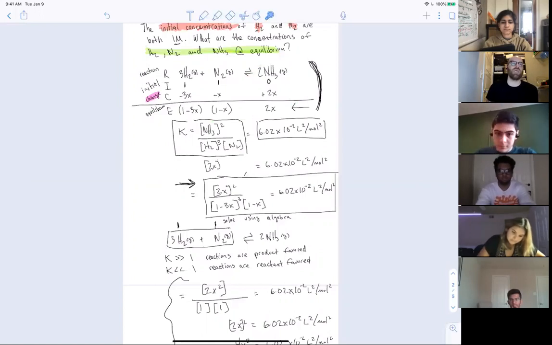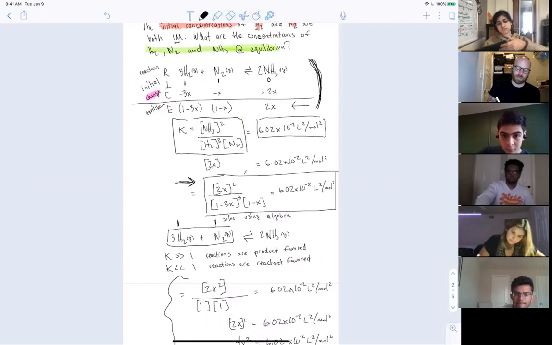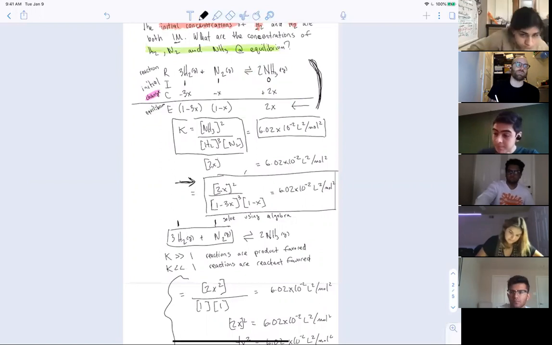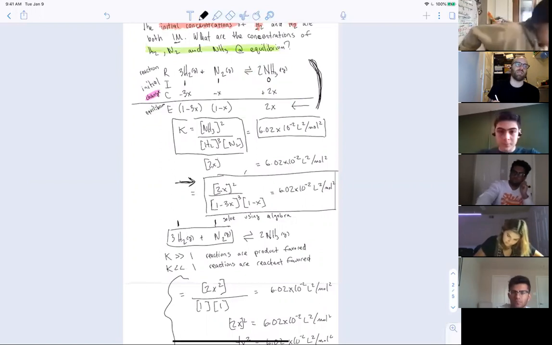Question in the chat is, if K equals 1, this has become like non-equilibrium equations. So at 1, you have about 50%. Those are good things to think about. But at 1, you have 50% products and reactants. It's really at like K equals 1 million that it becomes like a non-equilibrium equation.